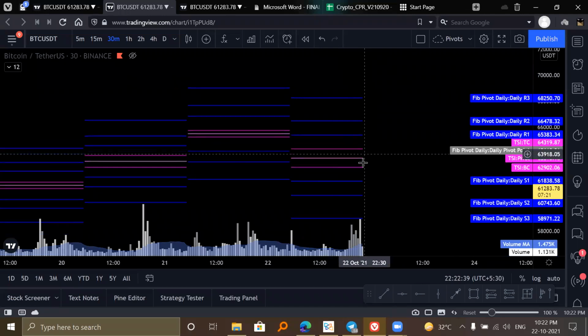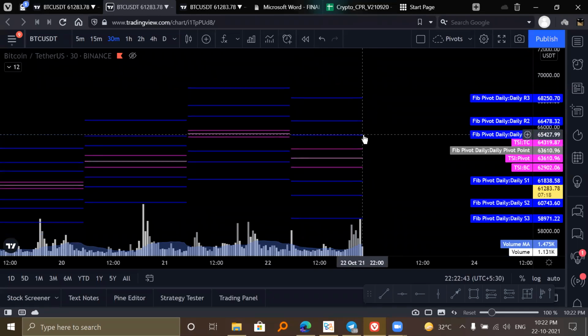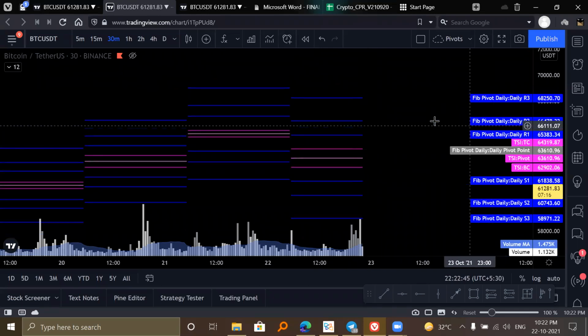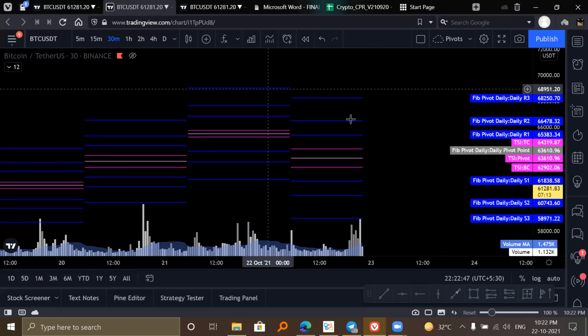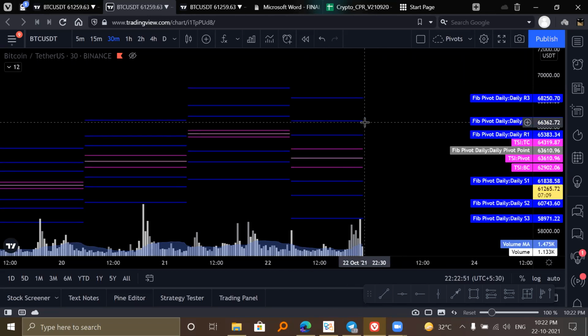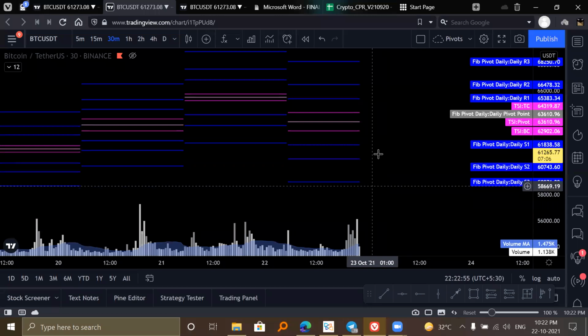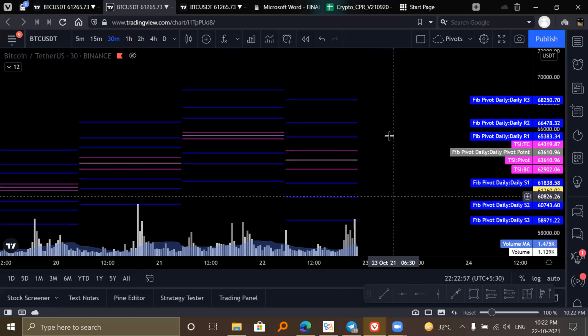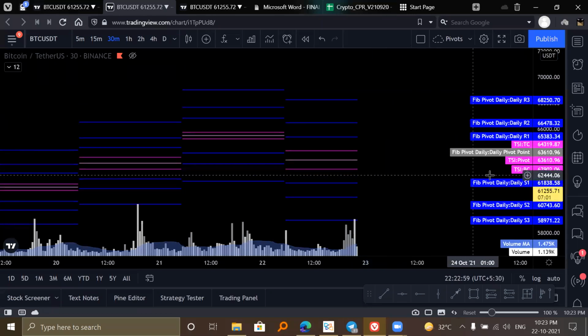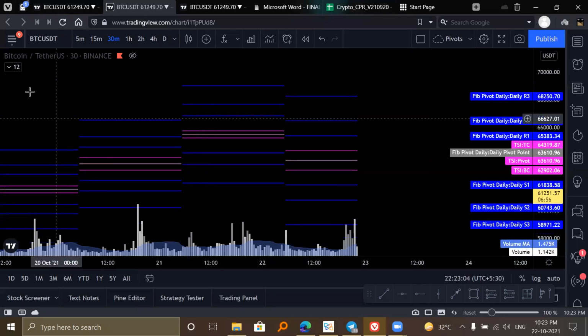The first line is TC, this one is pivot, this one is BC, and this line is known as R1, daily R1, or simply R1, since these are daily pivots, we will not call it daily R1. This is R1, R2, R3. Then this one is S1, S2, S3. Support 1, support 2, support 3. Resistance 1, resistance 2, resistance 3. So these all will act like support and resistance. I will give you examples of that.